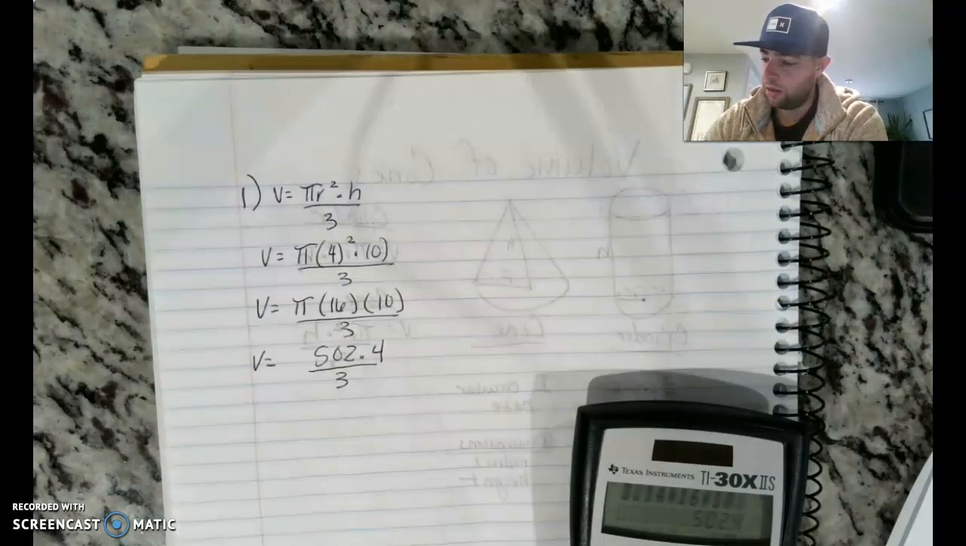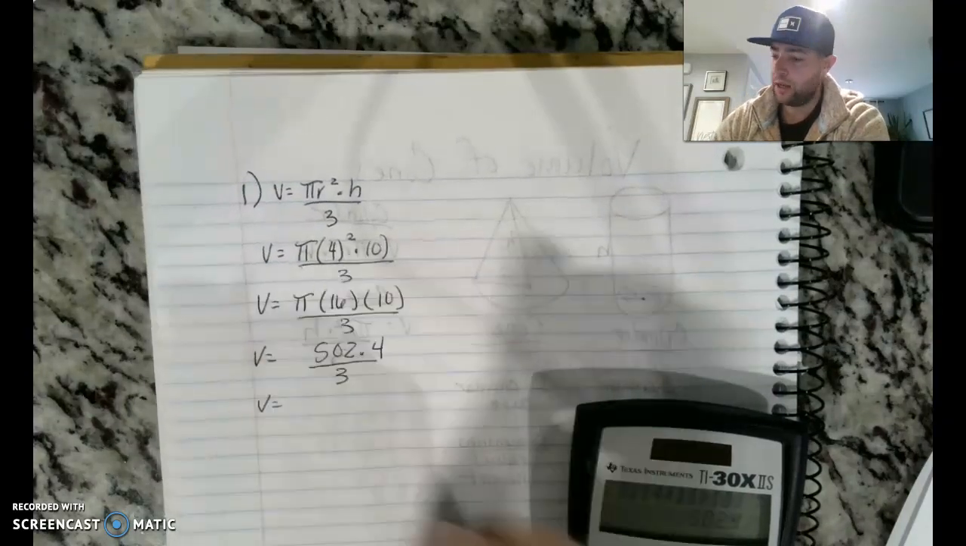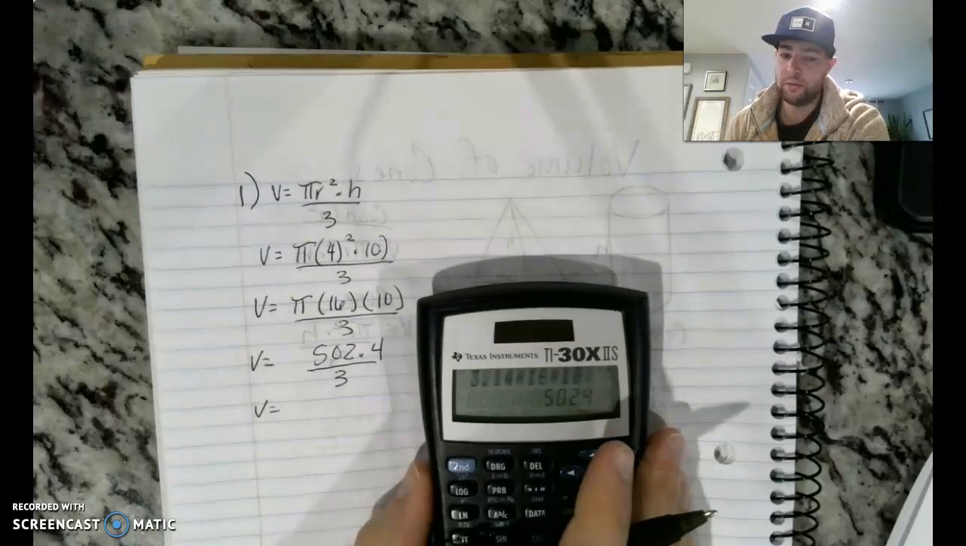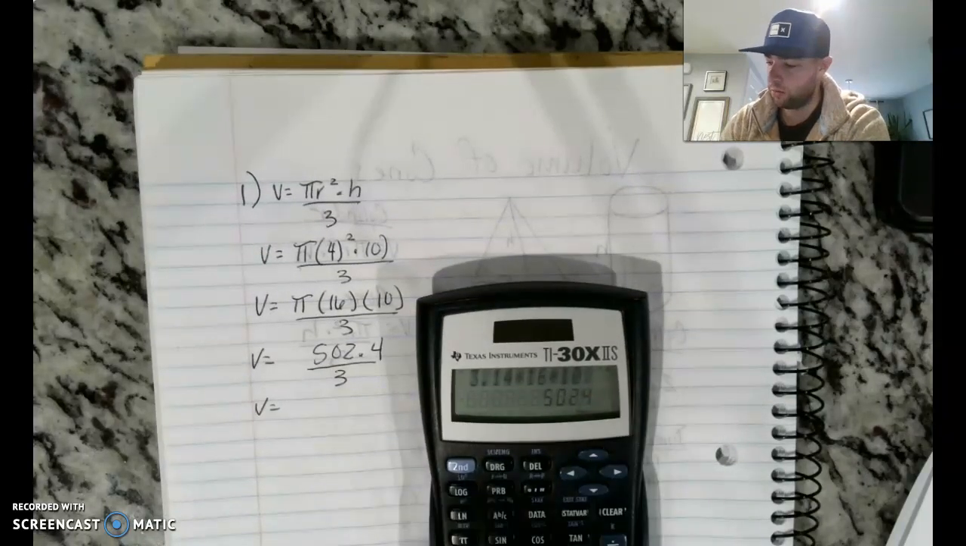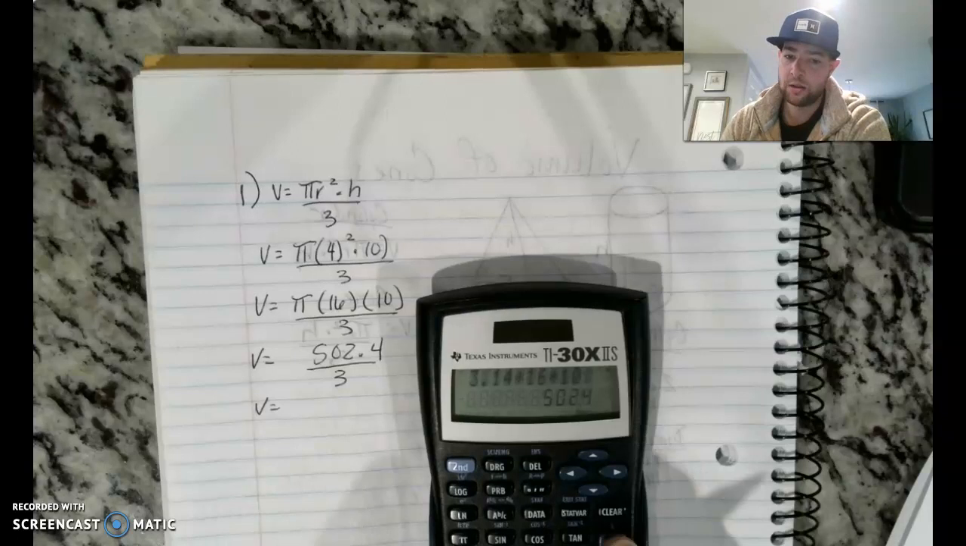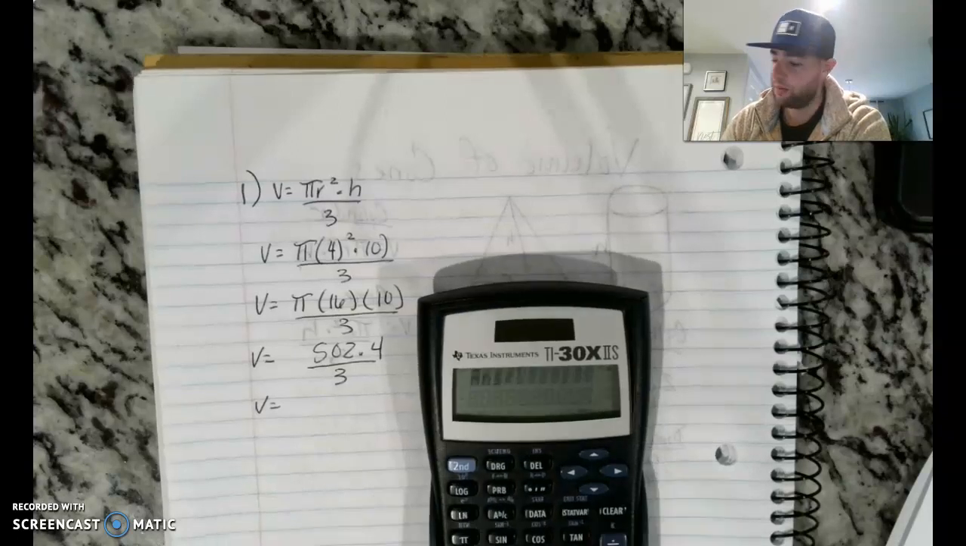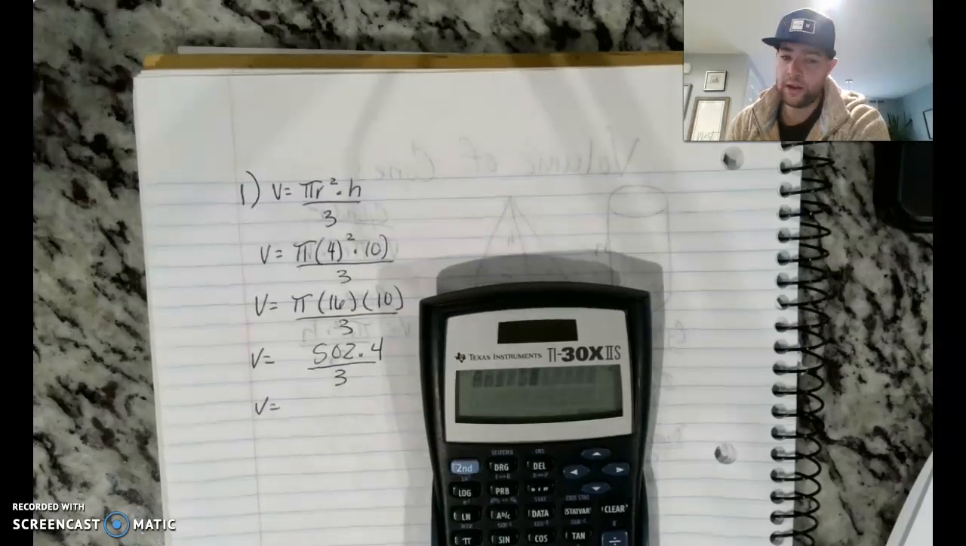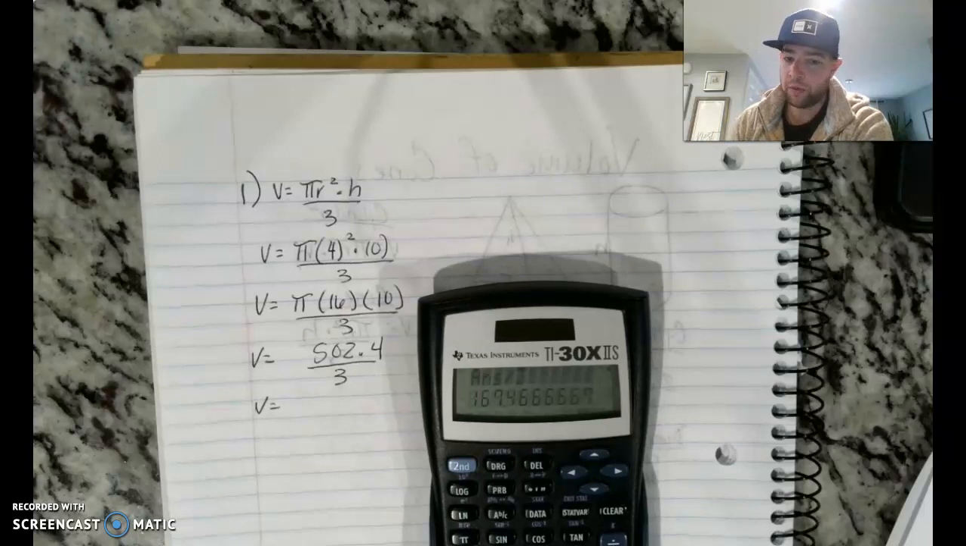And then in my calculator, I'm going to keep the answer that I already have just to save me from typing in more work or doing more work. I'm just going to hit divide. So that's 502.4 divided by 3. And we get a final answer. We're going to round to the nearest tenth.